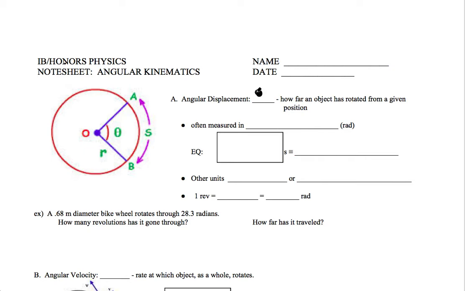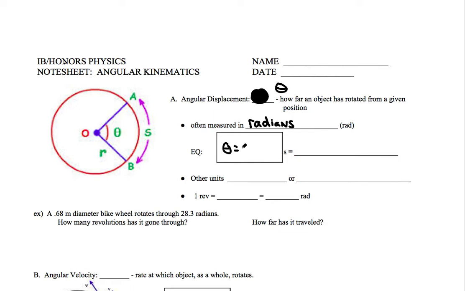So angular displacement is given by the Greek letter theta, and that represents how far it's traveled. It's often measured in a unit called radians, or rad for short. And the relationship between that theta and its arc length is theta equals the arc length over the radius, where S is defined as that arc length.